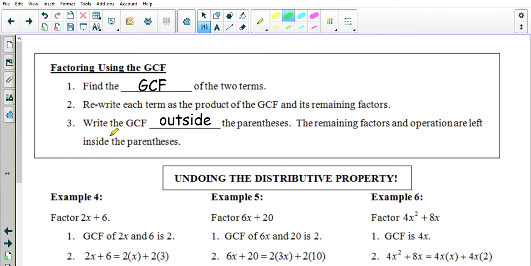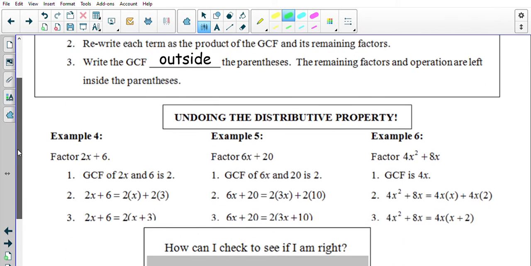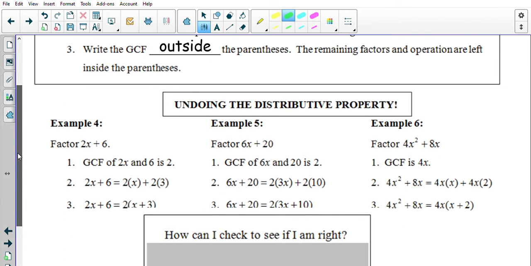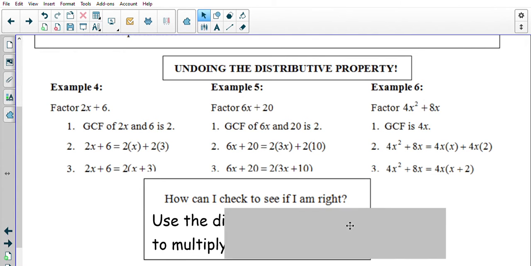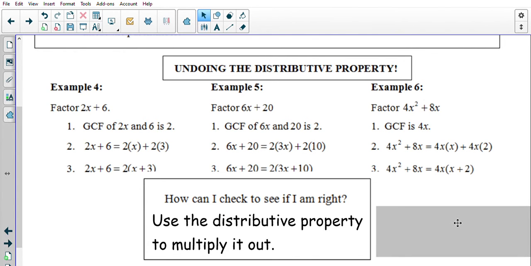Rewrite each term as the product of the GCF and its remaining factors, which we'll show you how to do. Finally, write the GCF outside the parentheses. The remaining factors in operation will be left inside the parentheses. Basically, we're undoing the distributive property. So if you want to check to see if your answer is correct, you can use the distributive property to multiply it out and see if it's equivalent to what you started with.